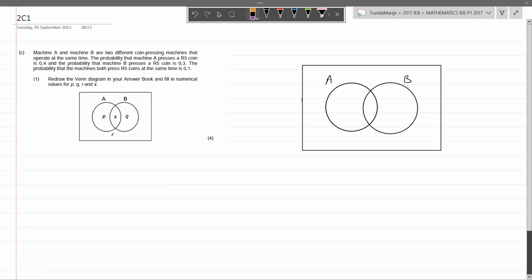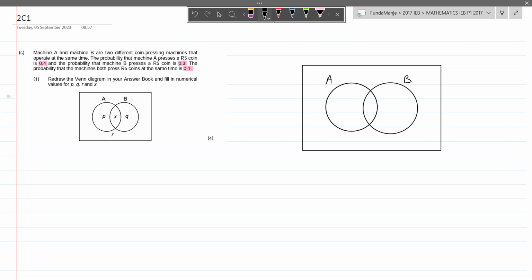Question 2C1 says machine A and machine B are two different coin pressing machines that operate at the same time. The probability that machine A presses a 5 Rand coin is 0.4, and the probability that machine B presses a 5 Rand coin is 0.3. The probability that both machines press 5 Rand coins at the same time is 0.1. So here we have 0.4, 0.3 and 0.1, and we're supposed to fill in the values of P, X, Q, and R.